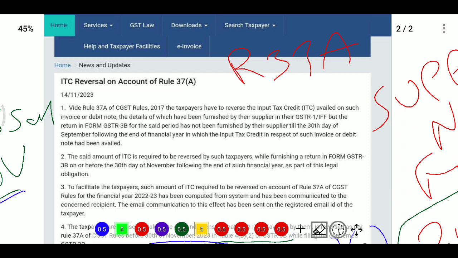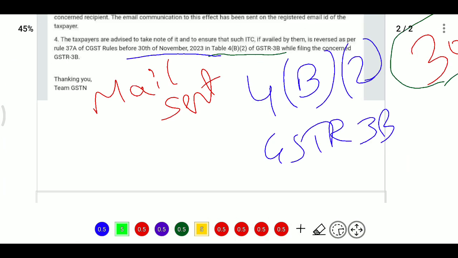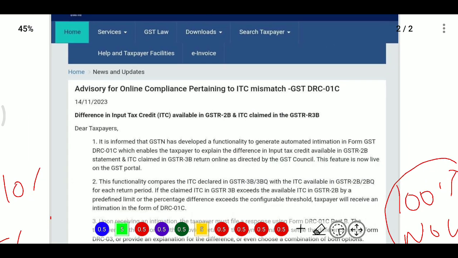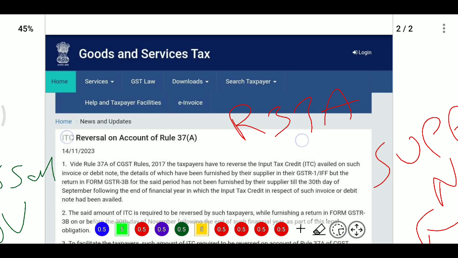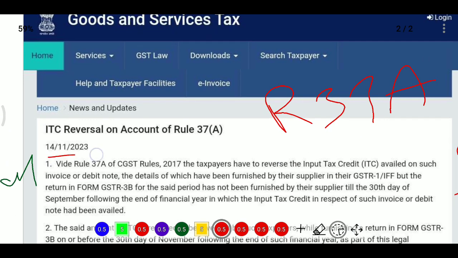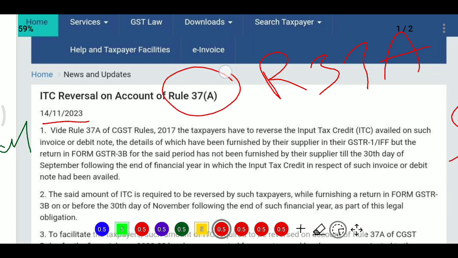So, I am going to cover two updates. One related to Rule 37A and another one related to DRC 01C. So, what is this advisory provided in GST? This advisory came on 14/11/2023. First, related to Rule 37A.